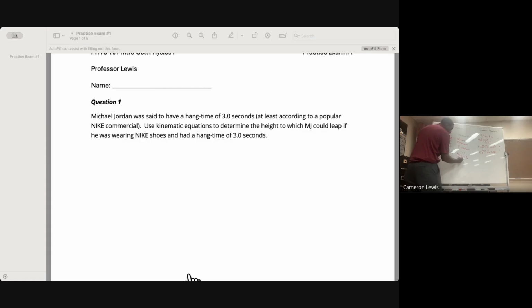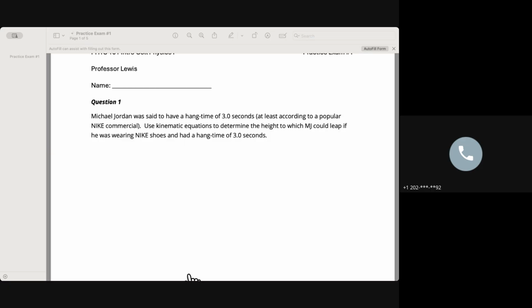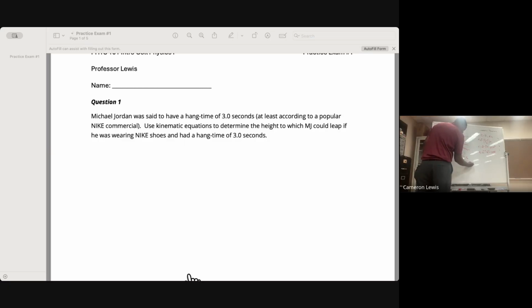We assume there is gravity, and if we assume there's gravity, gravity has a value. Do we know what that value is? Say it louder. 9.8 what? 9.8 meters per second squared. Now, what does this mean? Meters per second squared. It's the units for what type of quantity?